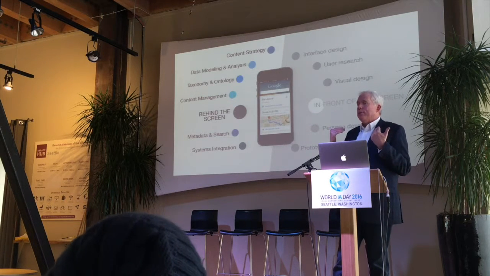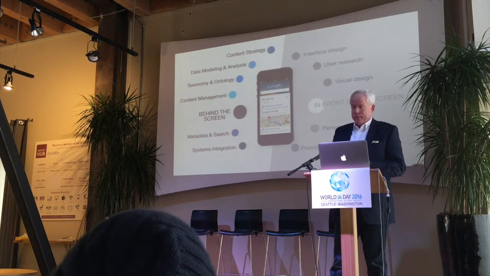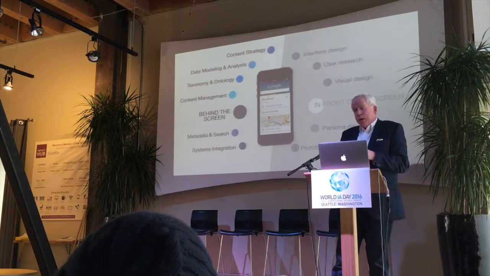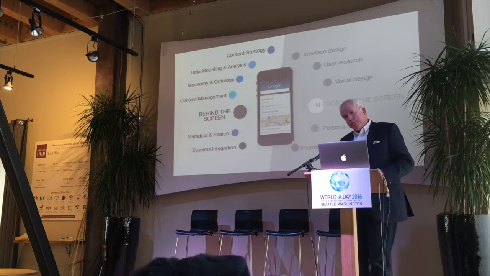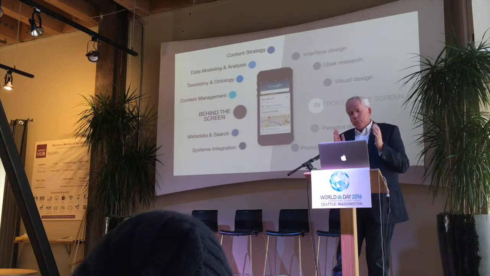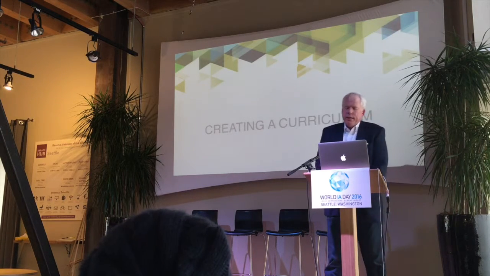And it doesn't matter on the platform. Regardless, it's a website, it's a mobile device, it's an iPad, it's a portal. It doesn't matter. We still feel that the information architecture and information architects would be concerned mostly with what goes on behind the screen, and that UX is going to be what's in front of the screen and out. Okay? So what does that mean for a curriculum?